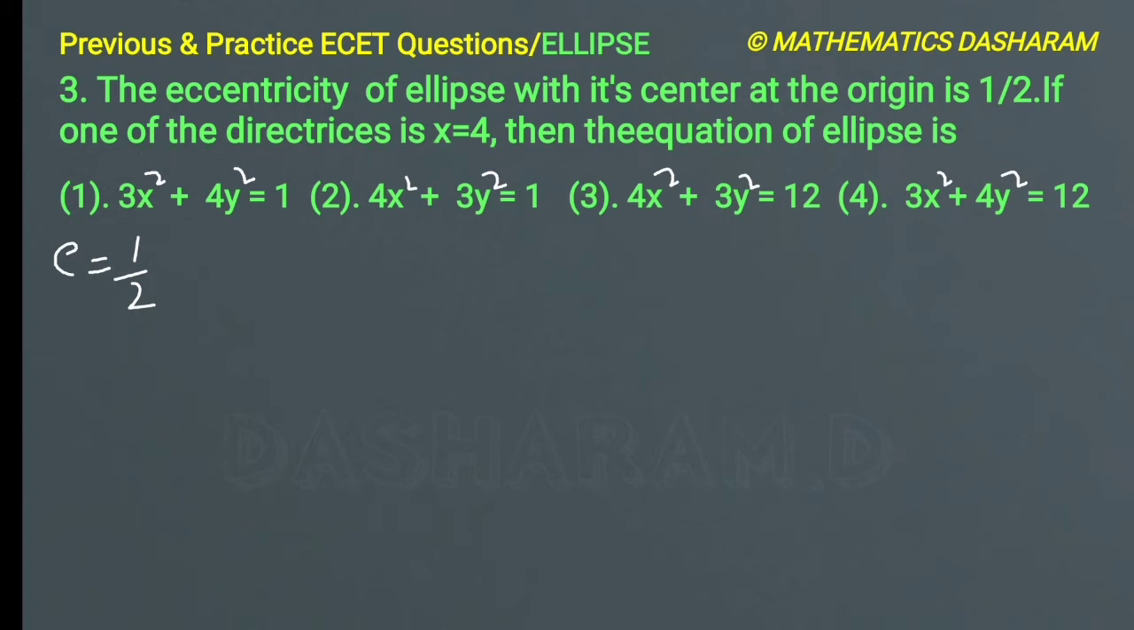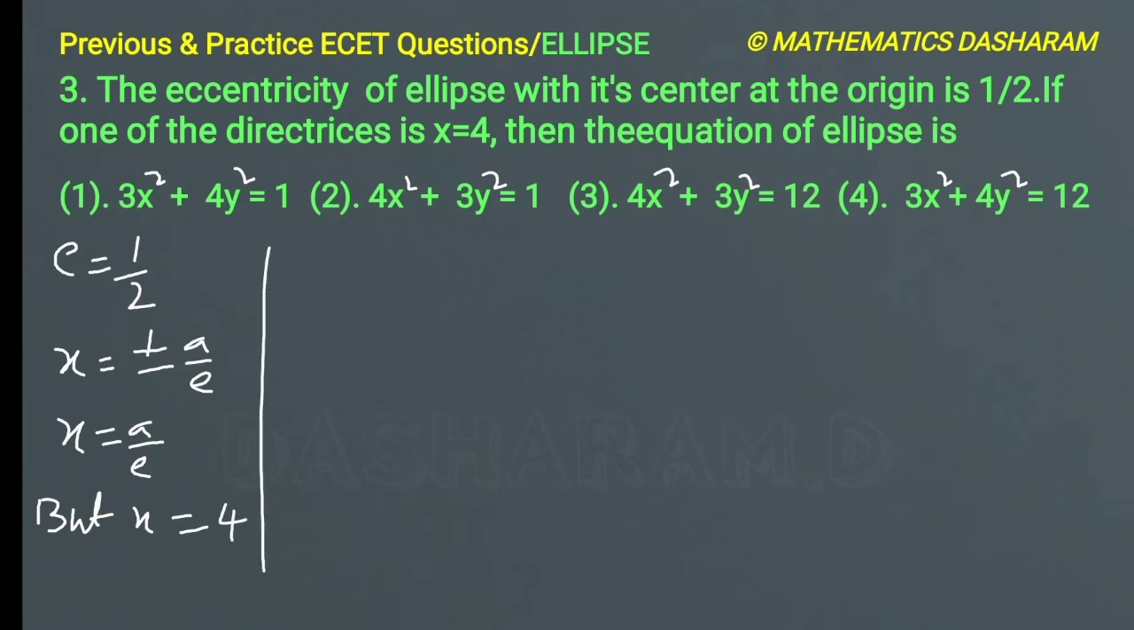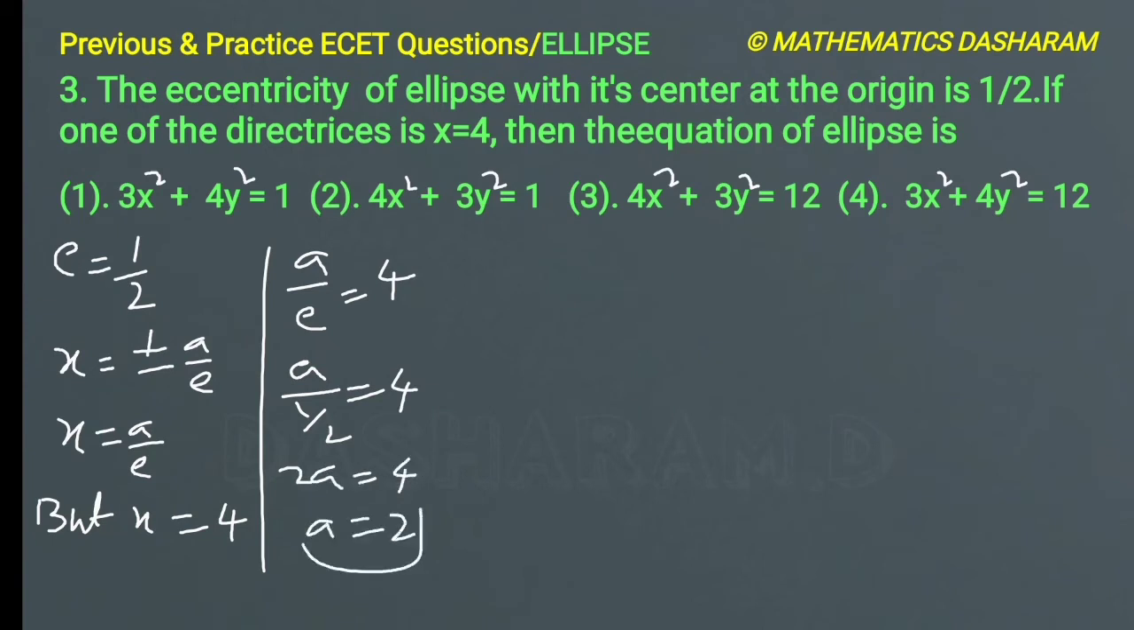So actually the formula for directrices is x equals plus or minus a by e, because we have two directrices for the ellipse. In this he gave only one directrix, that is the positive one. So x equals a by e. But from the question x equals 4, then we can equate both. a by e equals 4. So a by e value already given, that is 1 by 2, equals 4. Then 2a equals 4. a equals 4 by 2, which is 2.